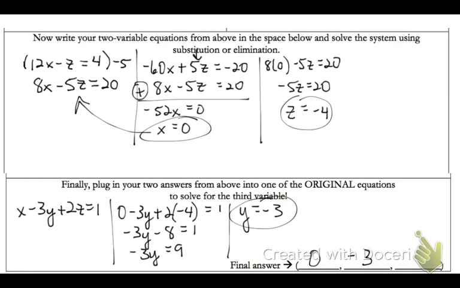All right, now I know all coordinates to fill out my triple here. It's not a coordinate pair, it's a coordinate triple. So these will intersect at the point (0, -3, -4).